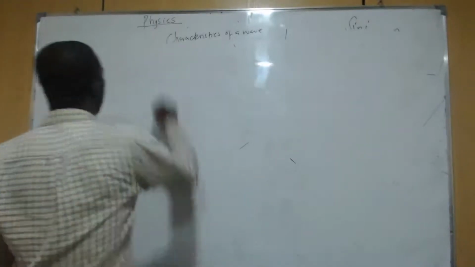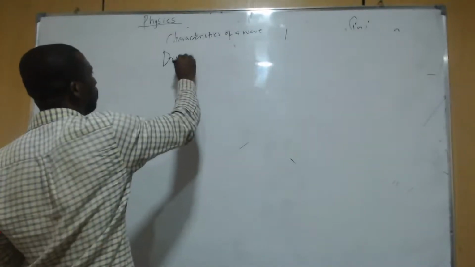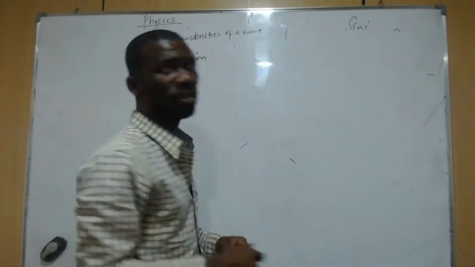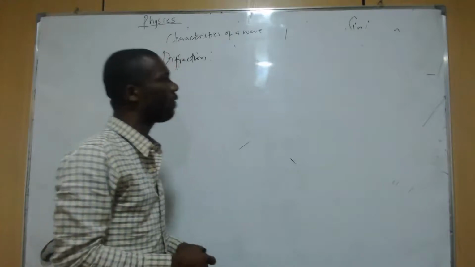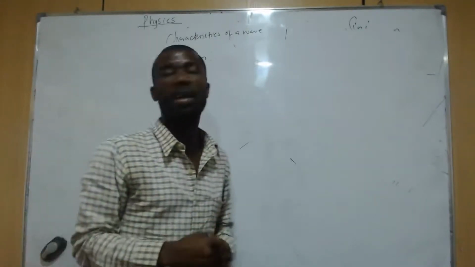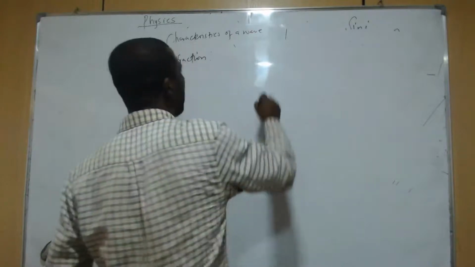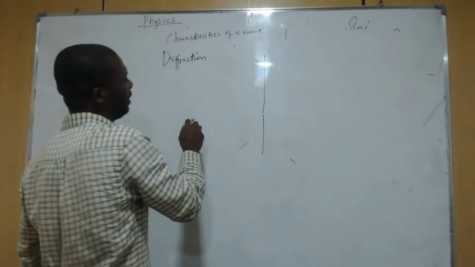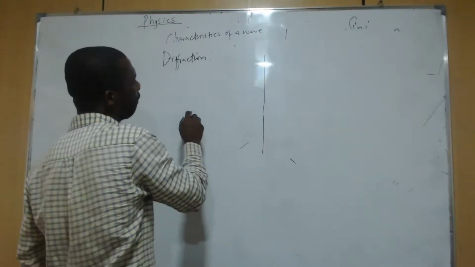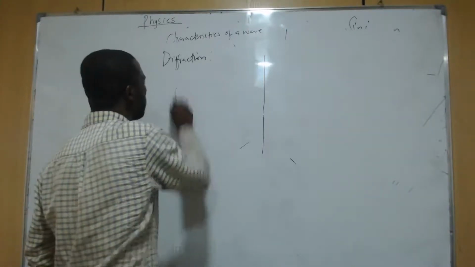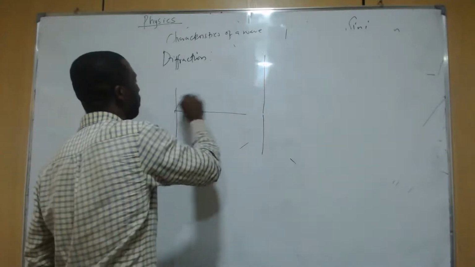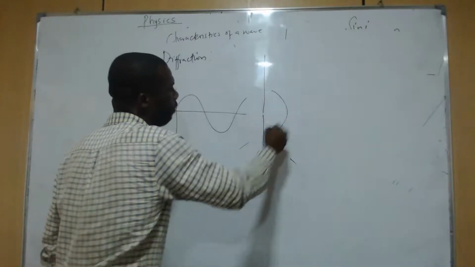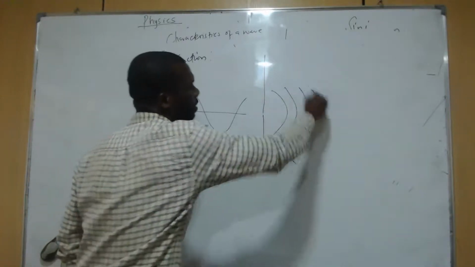Now, diffraction, as we all know, has to do with the bending away of light from a small opening. Let us say we have something like a slit, and a wave is coming. When the wave gets down to this slit, it will form a curve that looks like this.